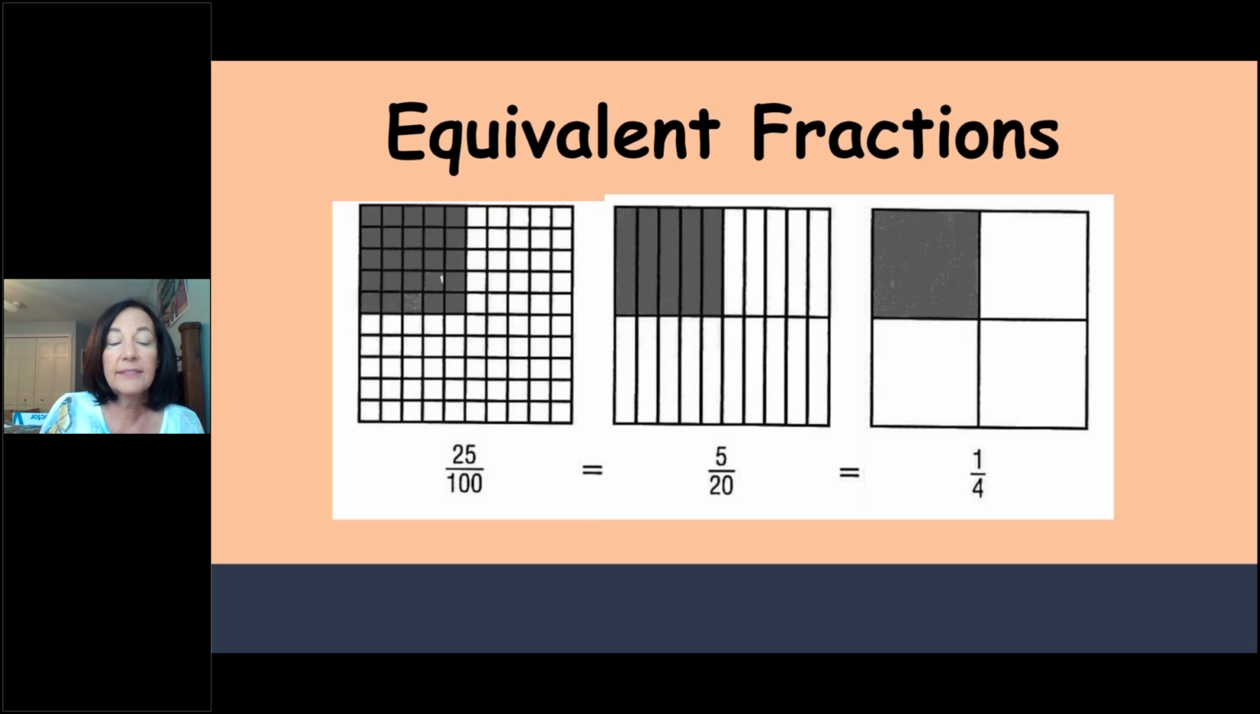And then same thing. If we took the same cake and divided it into 100 pieces and we ate 25 of them, it actually has the same value. It's the same amount as 5/20ths of the cake and 1/4 of the cake.